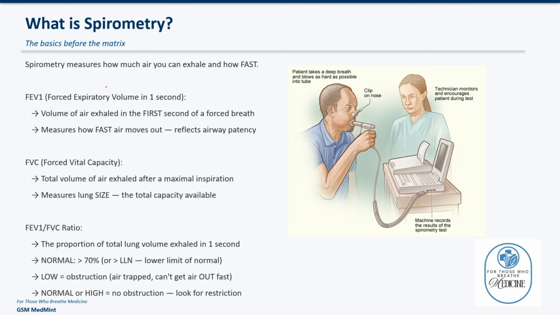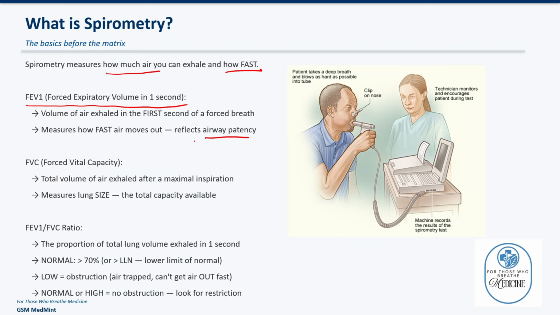What is spirometry? Spirometry measures how much air you can exhale and how fast you can do it. The FEV1, the forced expiratory volume in 1 second, is the volume of air exhaled in the first second of the maximal forced breath. It measures how fast the air moves out. It reflects the patency of the airways, whether the airways are open or blocked.